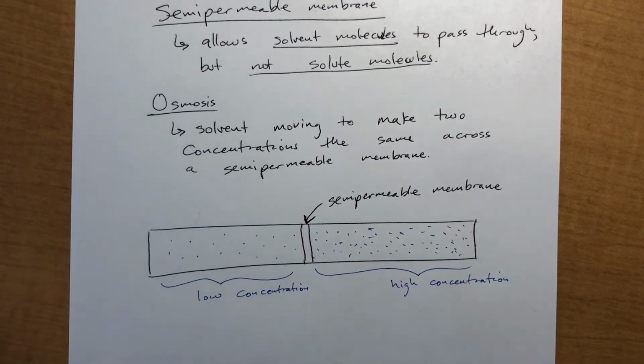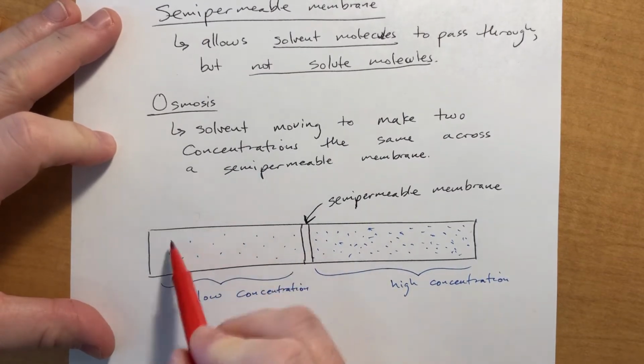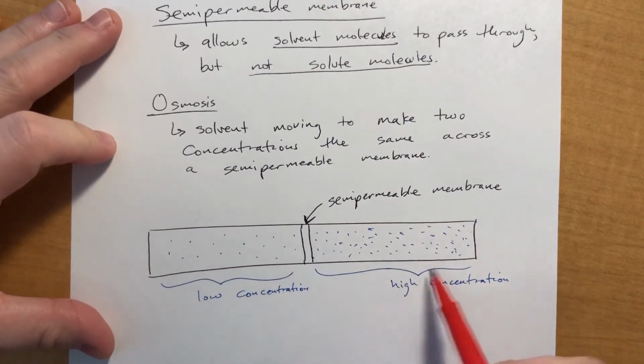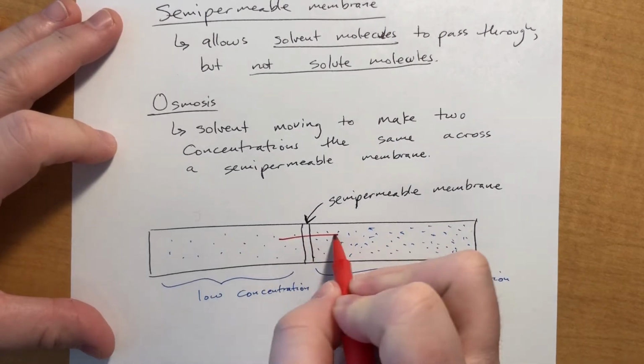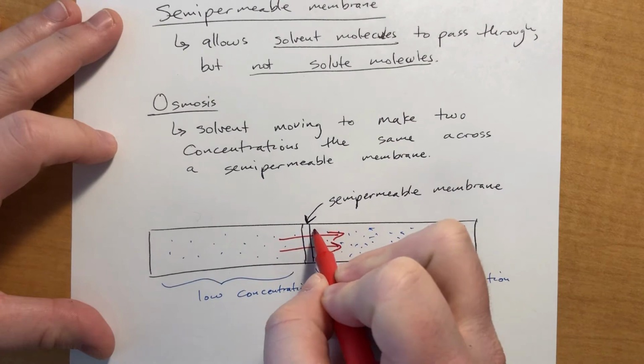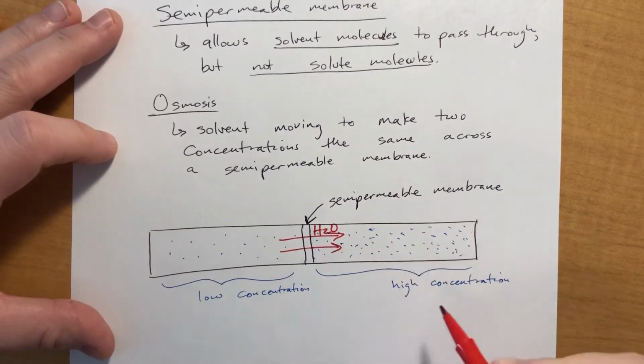What we need to think of it instead is we have, relative to the amount of salt, a really high amount of water over here and a really low amount of water over here, because this is a high concentration. So the water will flow this way. It will dilute the higher one.